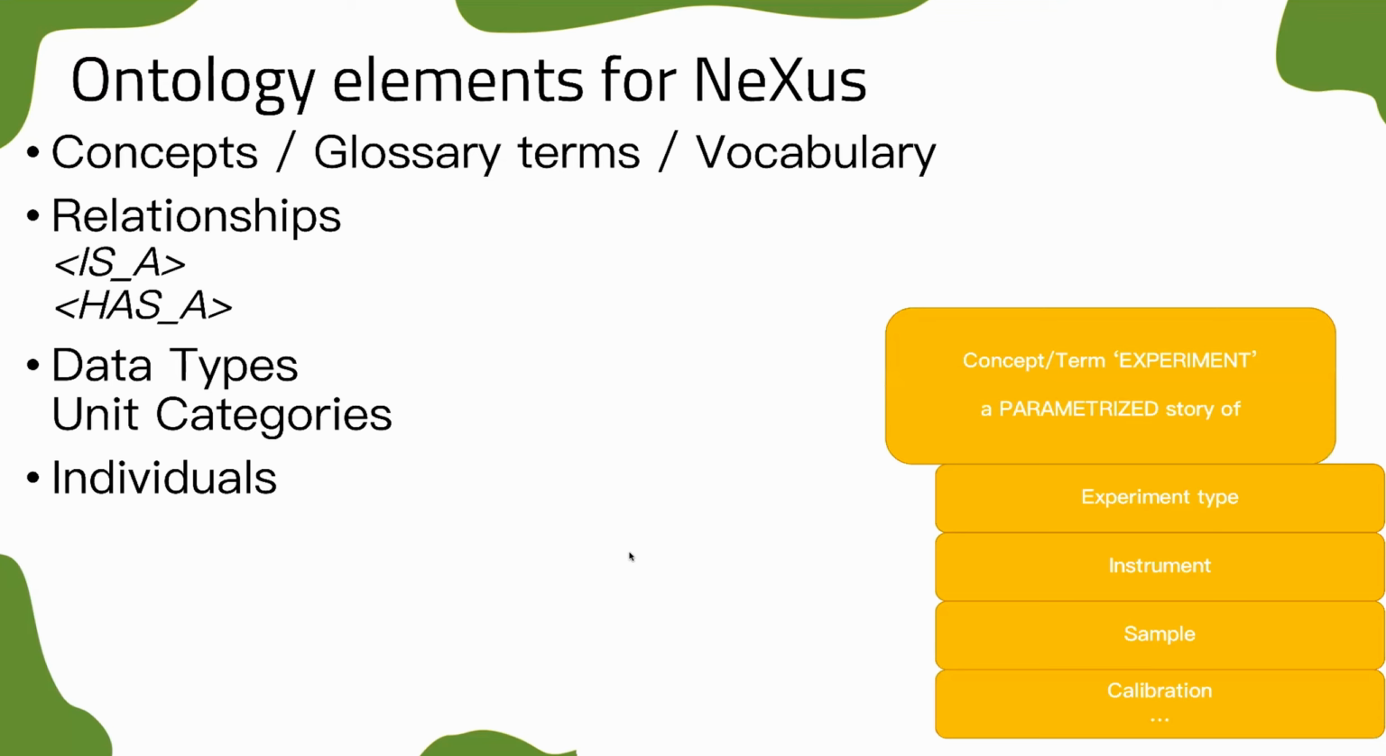And that's where we also see how much the integration of NeXus and NOMAD can help us. Again, we have the ontology terms and concepts. If we are now speaking about the experiment, we can say that an experiment is nothing else than a parameterized story of different elements, groups of an experiment type, an instrument, sample, calibration, and all of them have their own properties as described by the language.